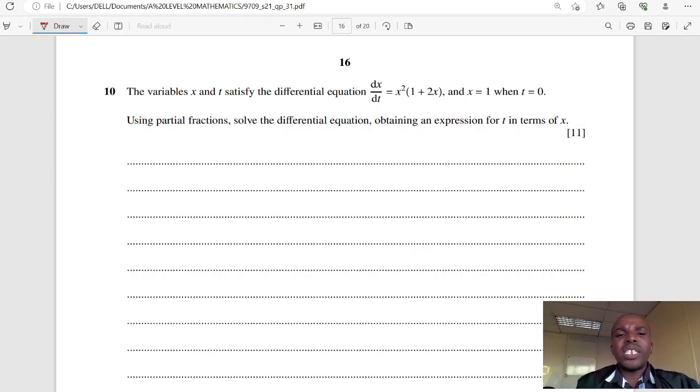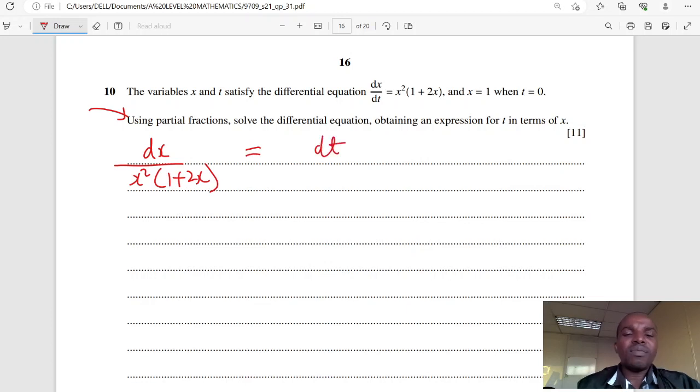Alright, so what you do is, they said using partial fractions. They're not supposed even to tell you this one. Now it's easy. Why? Because they are telling you to partialize first. So partialize that item first. How do you partialize? First thing on differential equations, you separate variables. So it will be dx over x squared (1 plus 2x) equals dt, like this.